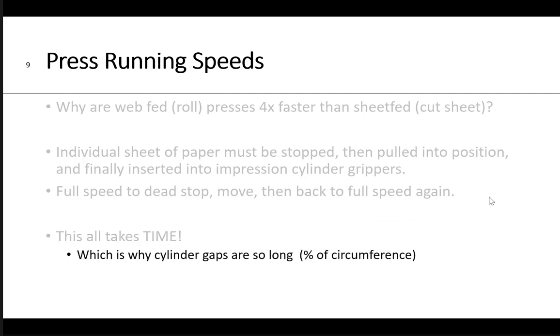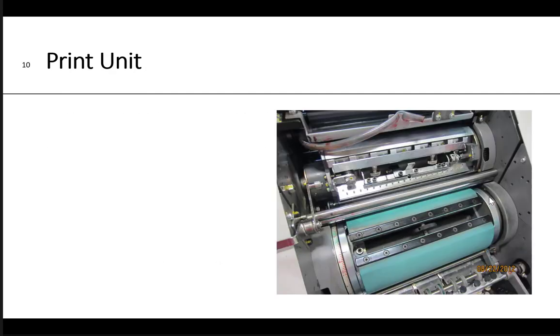So what we might want to try to do is measure the cylinder diameters and their circumferences, so that we can get their total circumference area. And then we can calculate what percentage of that cylinder is the gap, because it's the gap that determines the amount of time it takes to stop the sheet, position the sheet, and insert the sheet into the impression cylinder grippers.